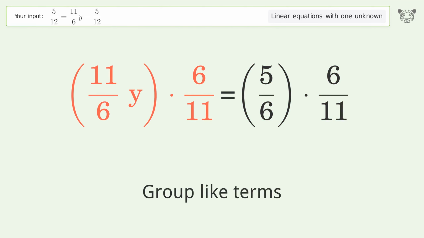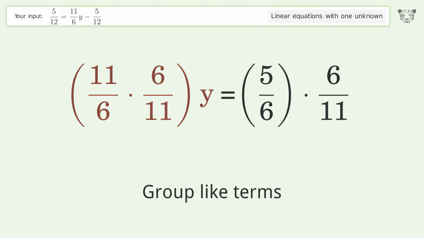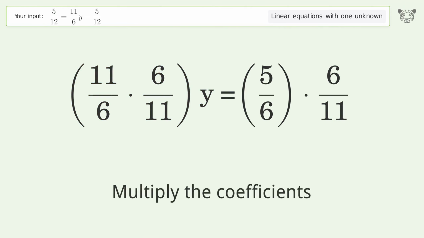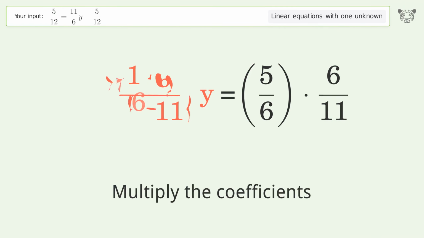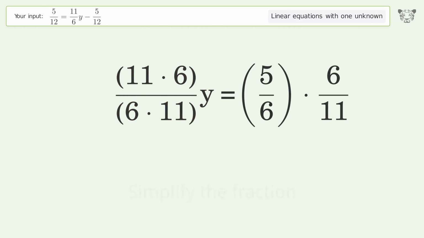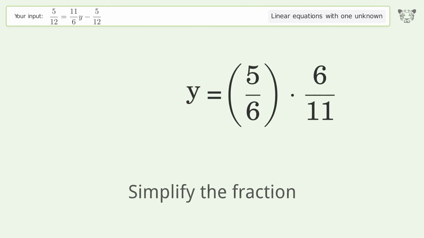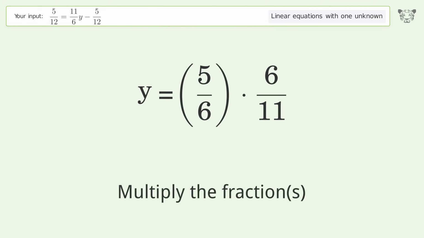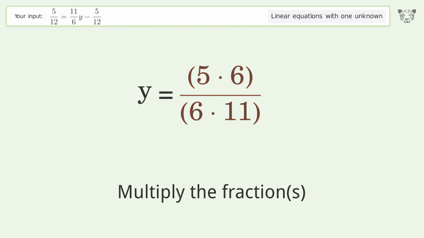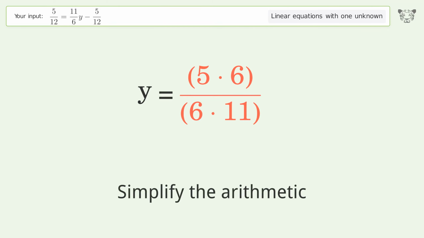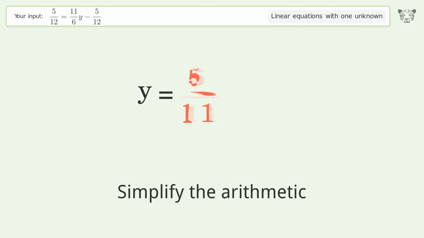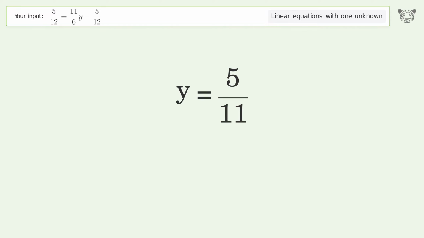Group like terms. Multiply the coefficients. Simplify the fraction. Multiply the fractions. Simplify the arithmetic. And so the final result is y equals 5/11.